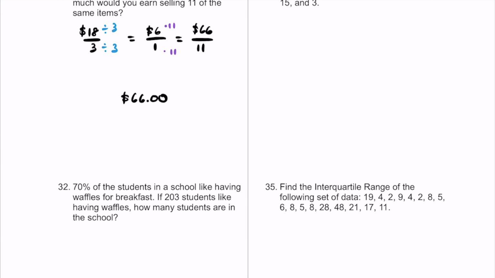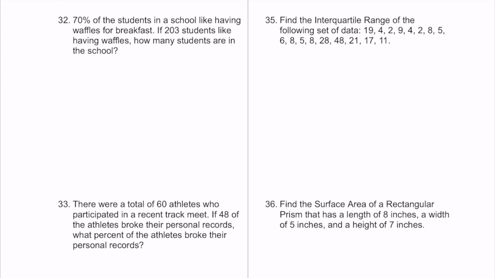For 32, we have 70% of the students in a school like having waffles for breakfast. If 203 students like having waffles, how many students are in the school? So let's see, not everybody likes having the waffles. So the 203 is part of this total students. So 203 over X, over the total, is equal to the percentage, or 70 over 100.